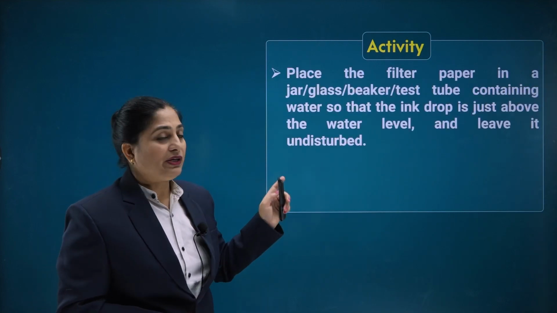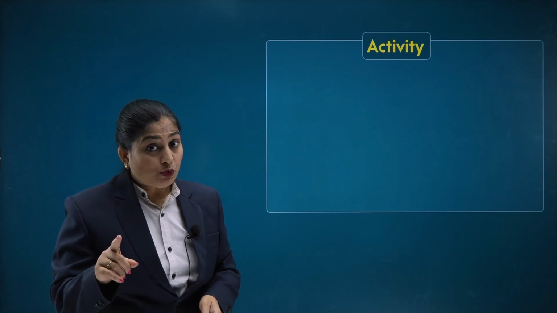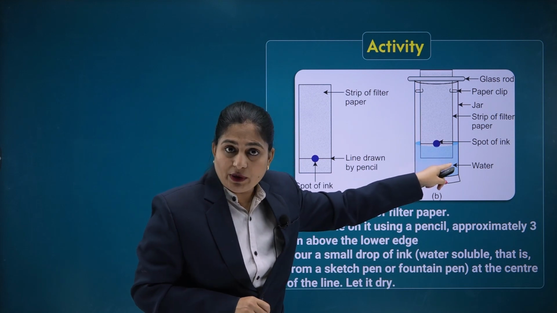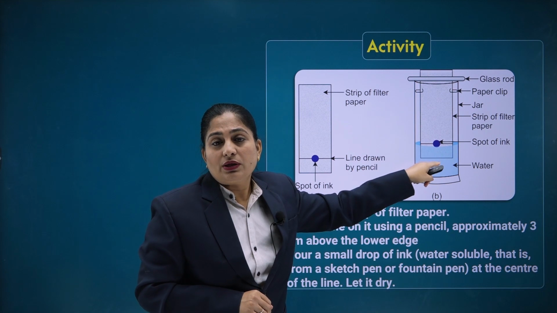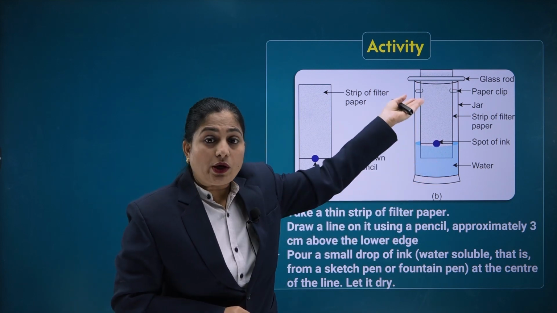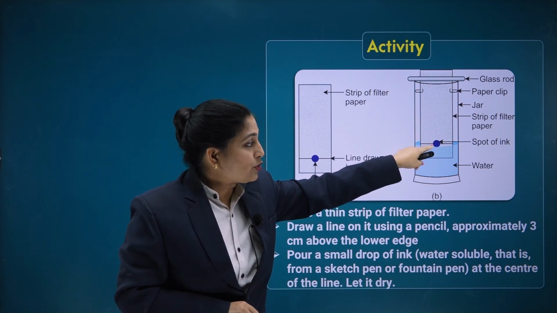Now we'll place this filter paper in a jar that has water in it, and we need to place it in such a way that only the lower part of the filter paper will dip. The ink drop will not be in the solution. So what will happen? Because of adsorption, the water level rises up and it takes this ink drop along with it.